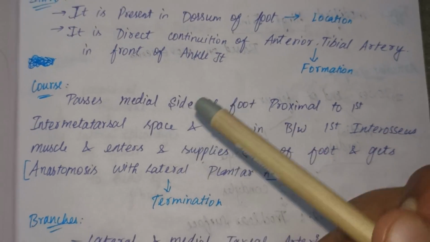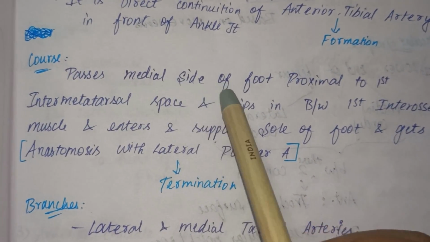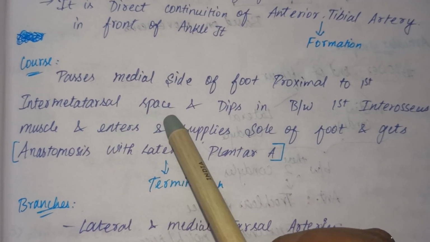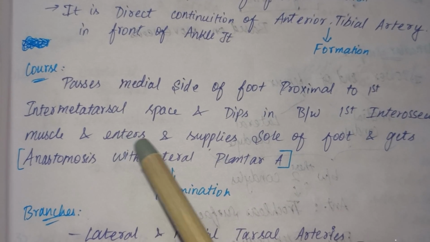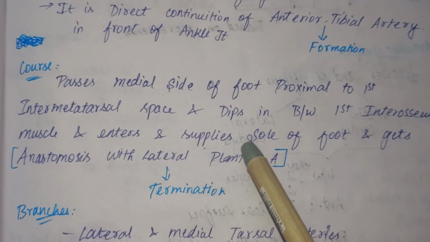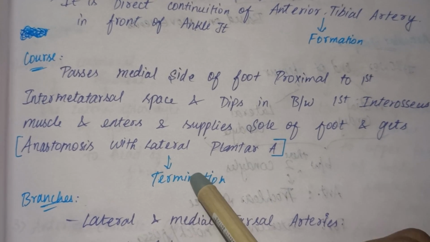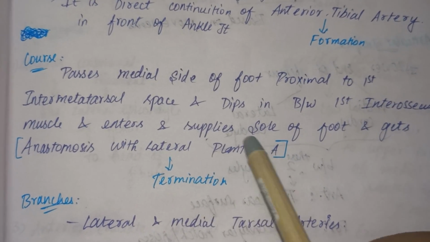Next, what is the course of the Dorsalis Pedis artery? It passes medial side of the foot proximal to the first intermetatarsal space and dips in between the first interosseous muscle and enters and supplies the sole of the foot. And what is its termination? Its termination is it anastomoses with the lateral plantar artery.